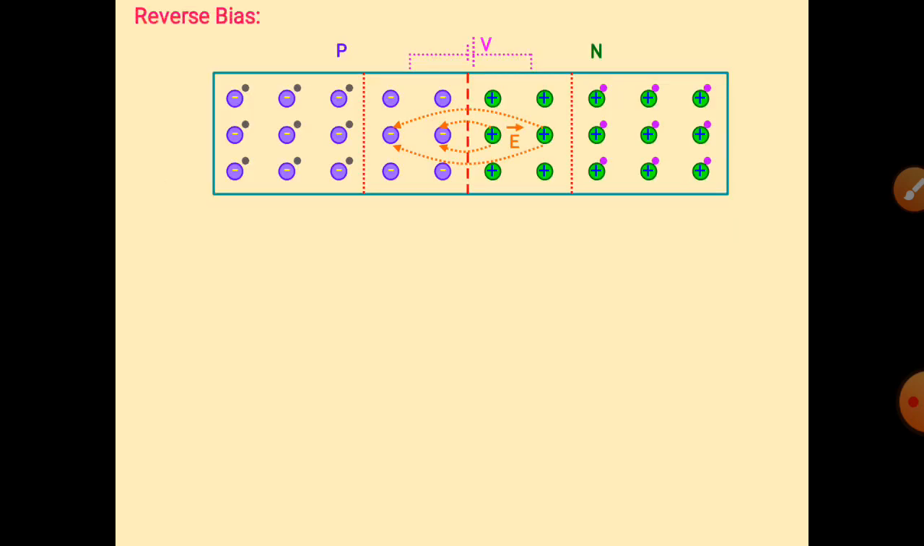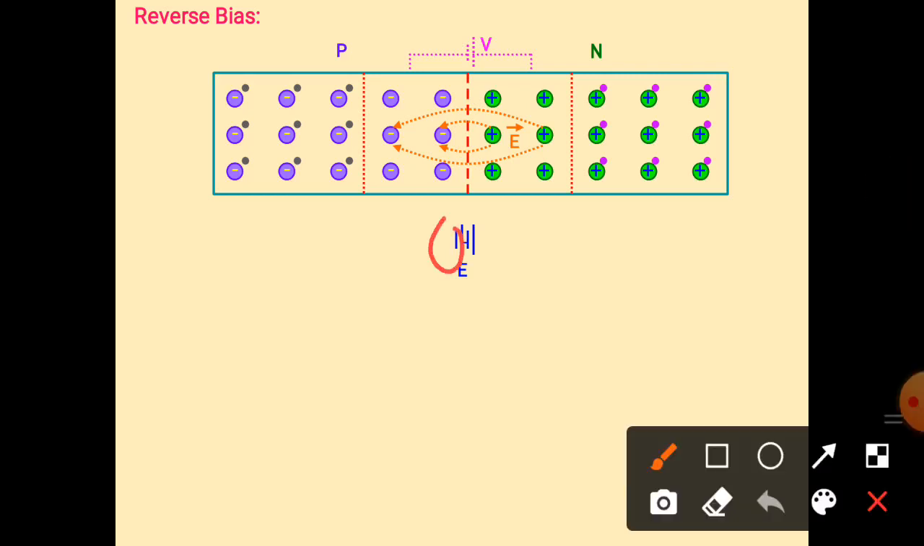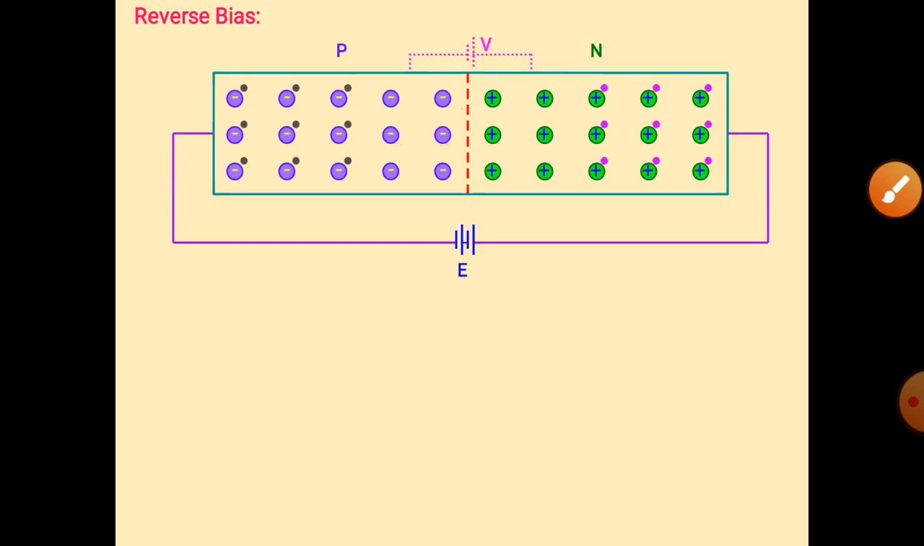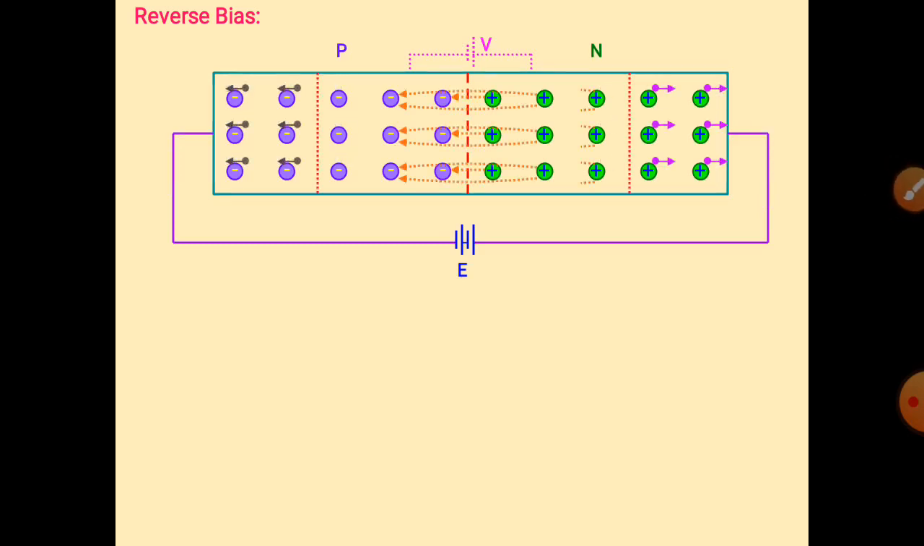So now we come to the reverse bias topic. See here, reverse bias is completely opposite to forward bias. Here we are connecting the battery's negative terminal to the positive terminal of the semiconductor, and the positive terminal of the battery should connect with the negative of the semiconductor, right? So here we are having a connection like this.